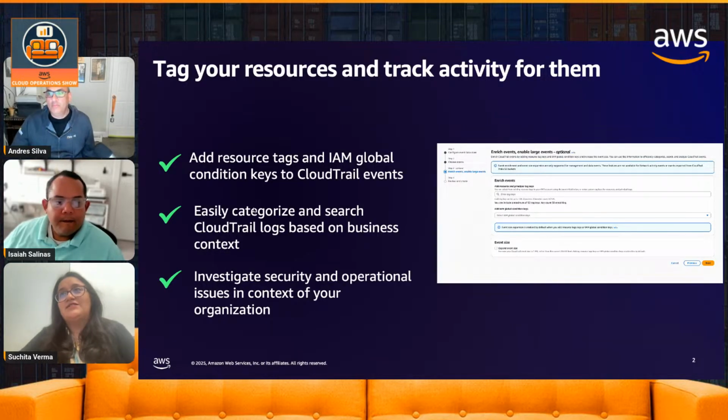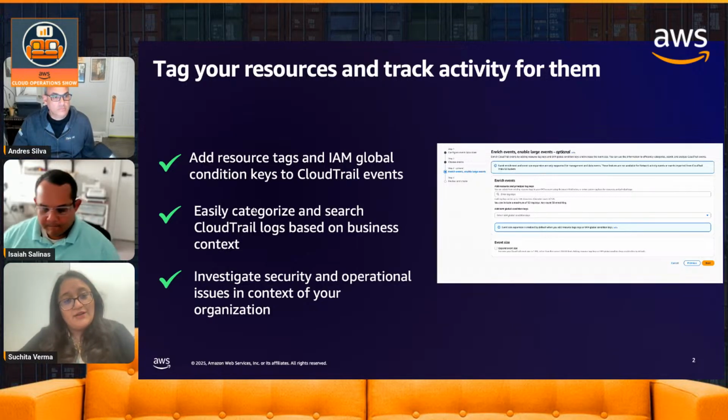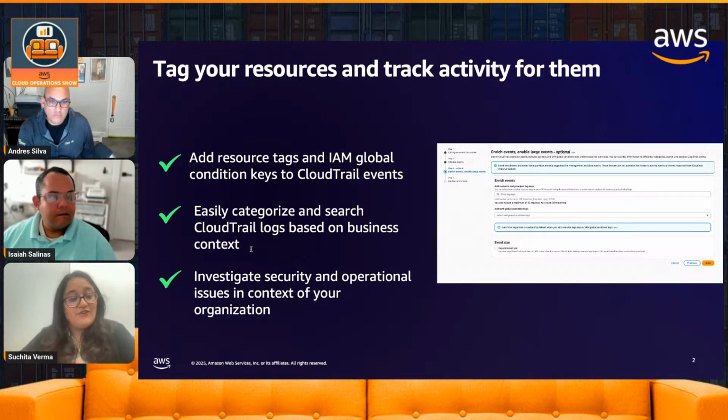And the other use case is IAM global condition keys. These are the condition keys that AWS evaluates when an authorization decision is made, whether this principal can take this access or not, whether this principal tagged in a certain way is allowed to take this action or not.